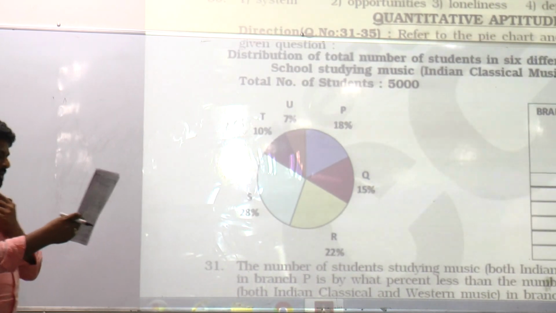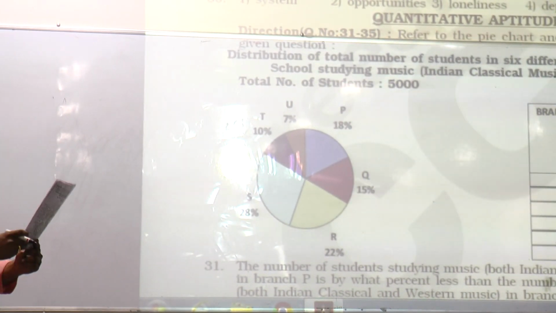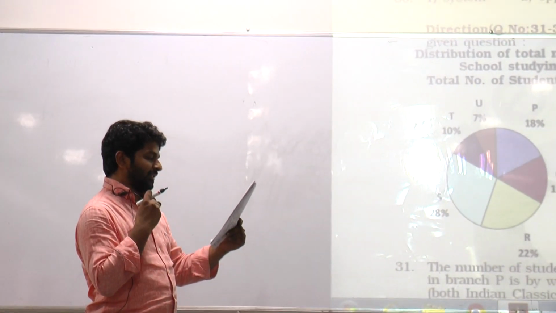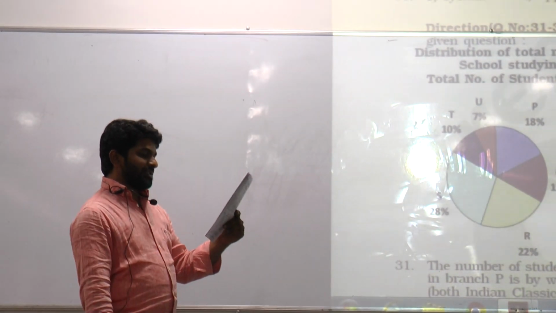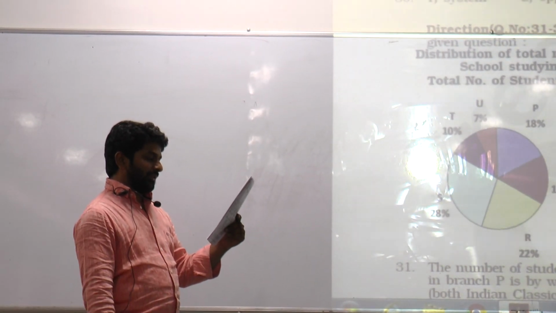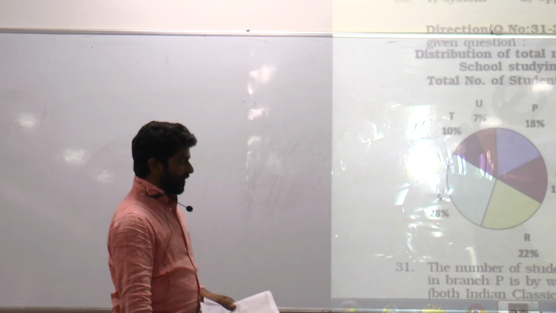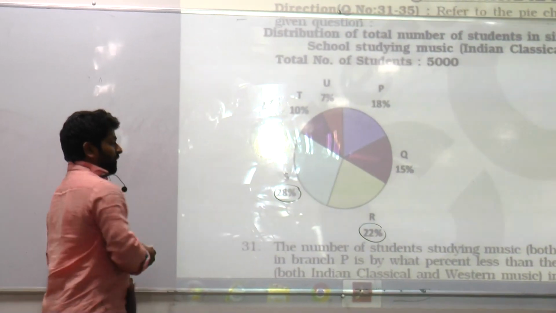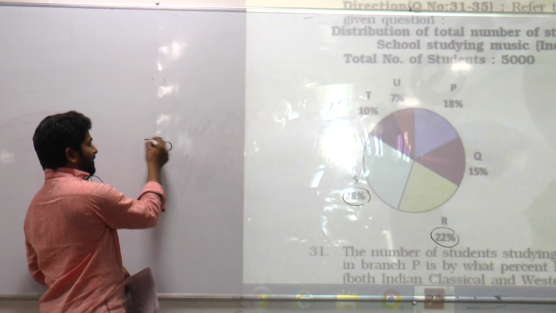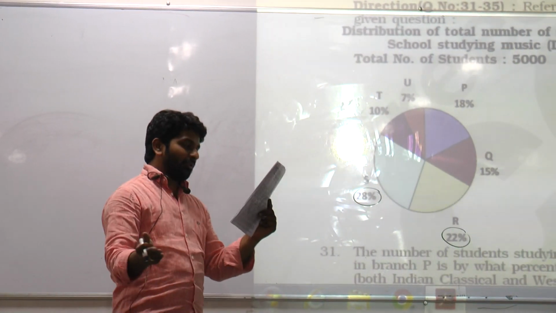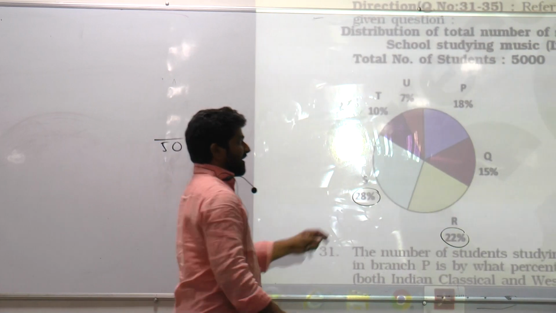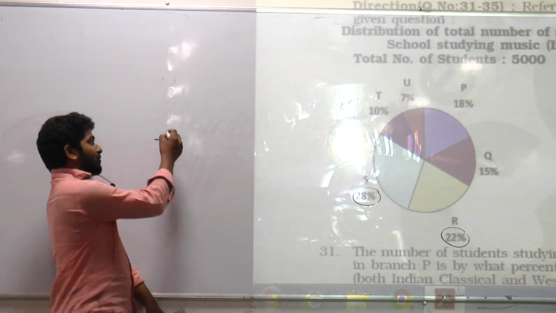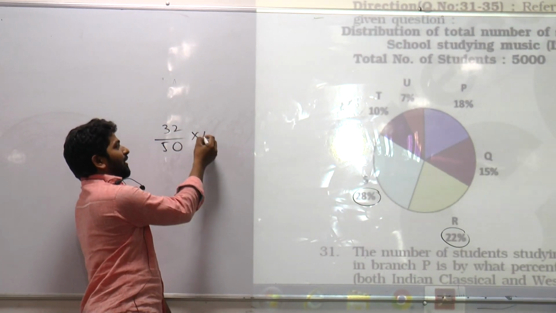31. The number of students studying music, both classical and Western, in branch P is what percent less than the number of students studying music in both in R and S together. R and S together forms what percent here? 50%. With respect to 50, you are asked about what percent less? P occupies 18. 18 is how much less than 50? 32 less. So it is 32 upon 50 into 100. Answer 64.